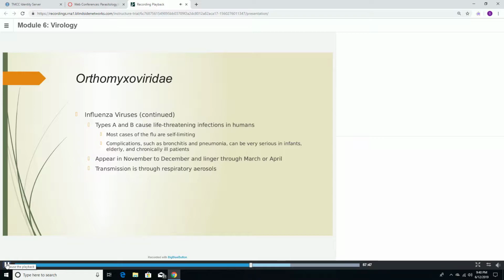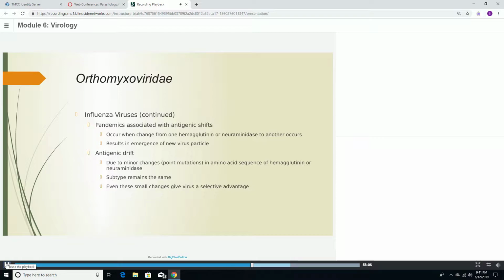And the reason we have a different vaccination each year is because we're generally guessing what type of serotype is going to be the infectious type that year, and we're going to try to prevent infection with it. Transmission is through respiratory aerosols.